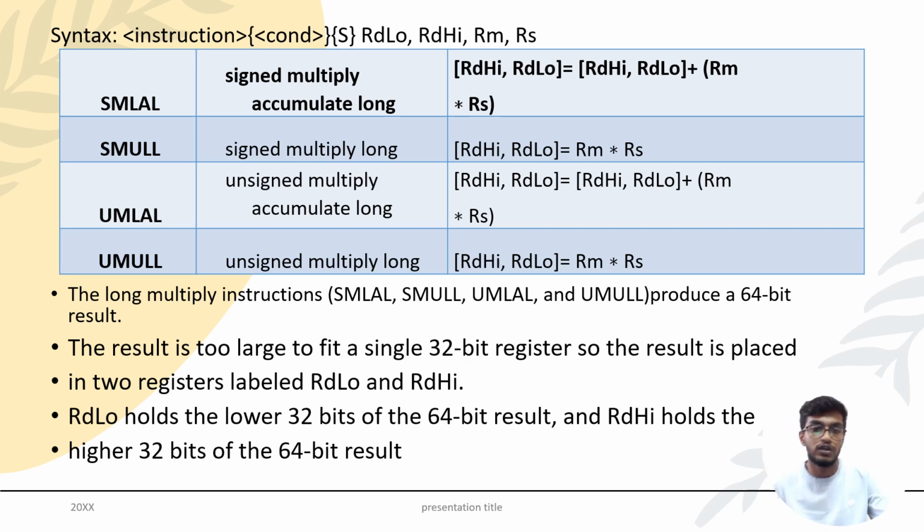The long multiply instruction can produce a 64-bit result. The result is too large to fit in a single 32-bit register. So the result is placed in two registers, that are labeled RDLO and RDHI. RDLO holds the lower 32 bits of the 64-bit result, and RDHI holds the higher 32 bits of the 64-bit result.